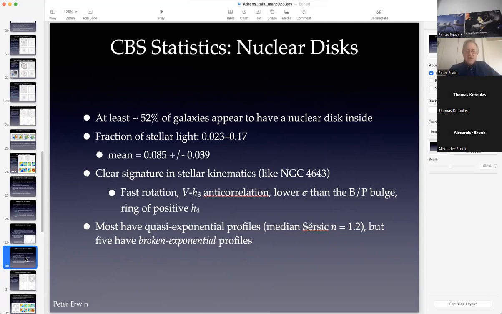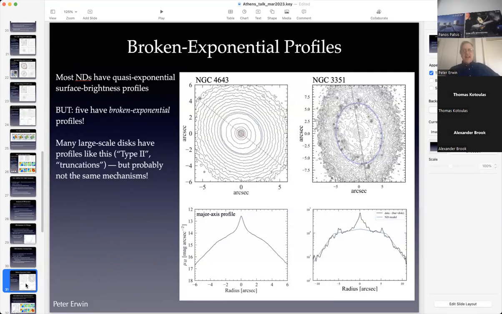We usually find a clear signature of stellar kinematics, like I showed you for NGC 4643, the fast rotation, the anti-correlation between velocity and H3, lower dispersion, and rings of positive H4, of positive kurtosis. Most of these have exponential or quasi-exponential profiles. If we fit them with a Sérsic, we get a median n of around 1.2, where n of 1 is exponential.